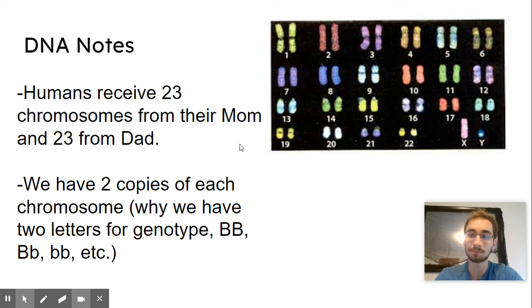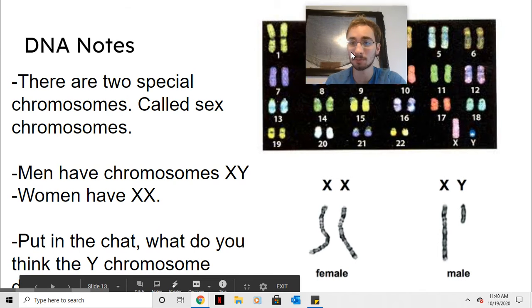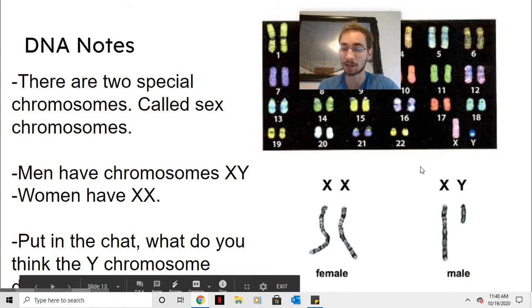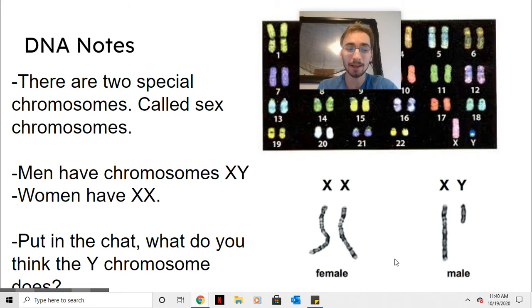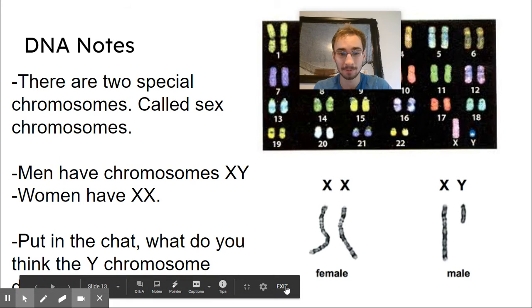There is a special set of chromosomes. Chromosomes 23, they're called the sex chromosomes. There are 2 types of sex chromosomes. There's X and Y. Men have chromosomes X and Y. Women have X and X.